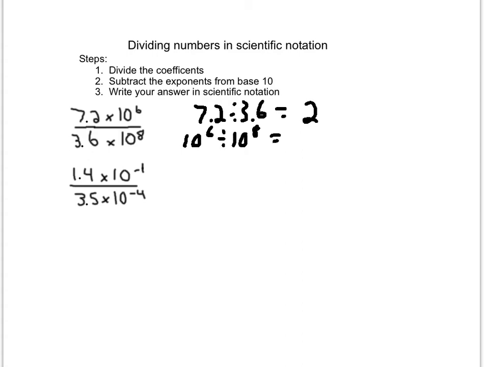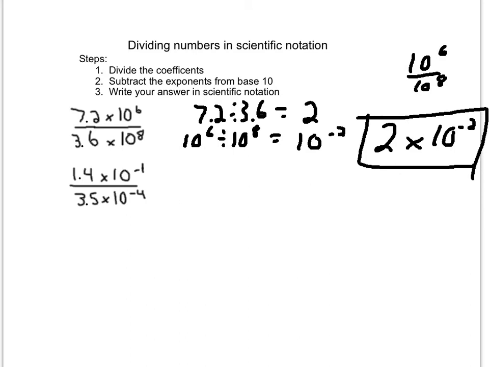I'm going to do 10 to the 6th divided by 10 to the 8th. Now when we divide with exponents, remember, we subtract the exponents. So that's 10 to the 6 minus 8, which is negative 2. Then we're going to take those numbers and put them together in scientific notation: 2 times 10 to the negative 2nd power. And now again, how did we get that? We divide the numbers, and then we take the exponents and subtract them. We always take the top one minus the bottom one. So 6 minus 8 is negative 2.